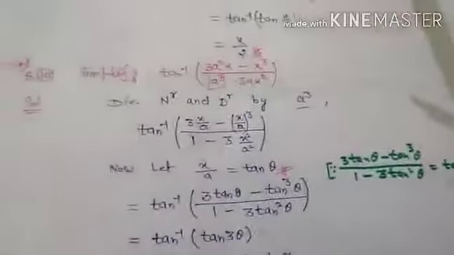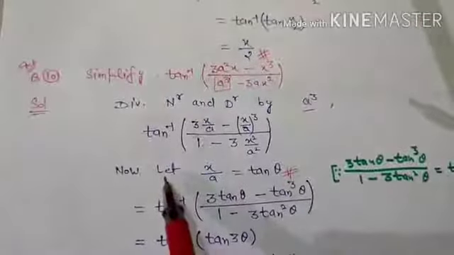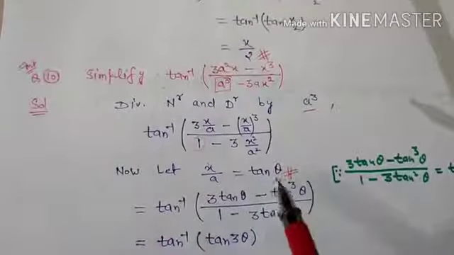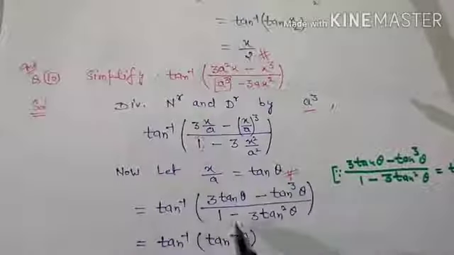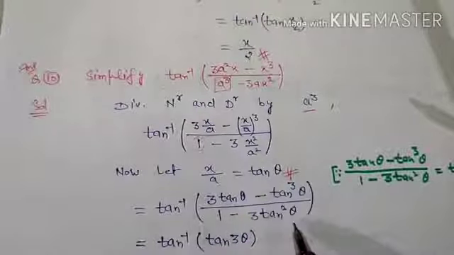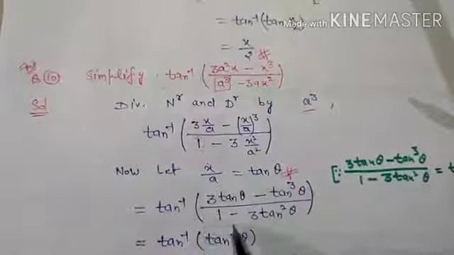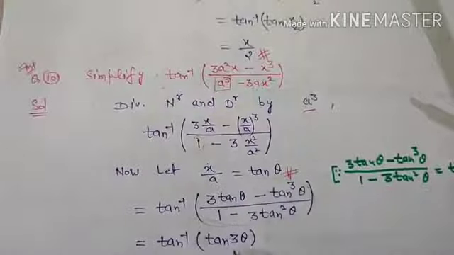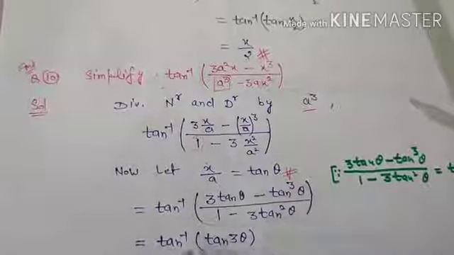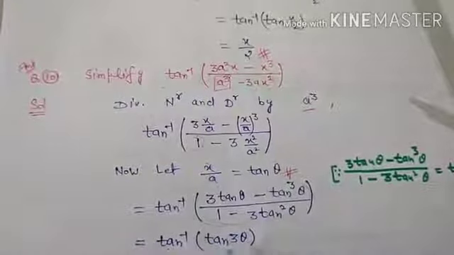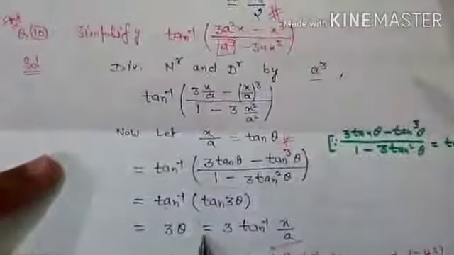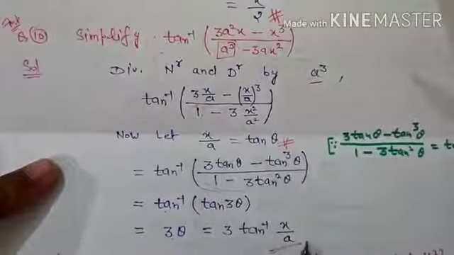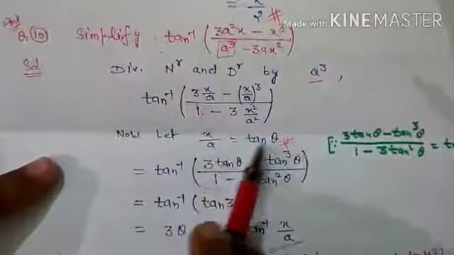Now we can say x upon a as tan theta. We replace the value: 3 tan theta minus tan cube theta upon 1 minus 3 tan square theta. Now this whole thing you can write by the formula as tan 3 theta. This tan inverse and tan will be cancelled out, then we'll get 3 theta, which equals 3 tan inverse x by a, as we have already assumed tan theta as x by a.